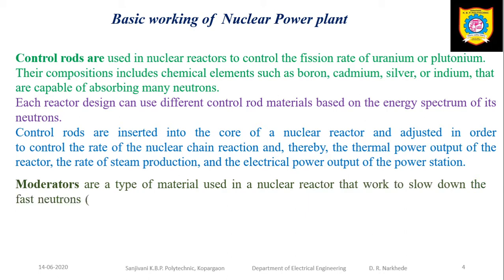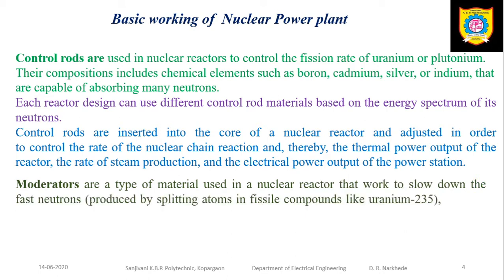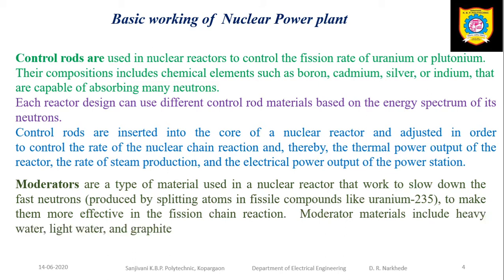Moderators are the types of material used in the nuclear reactor that work to slow down the fast neutrons produced by the splitting of atoms in the fissile compound like uranium-235, to make them more effective in the fission chain reaction. Moderator materials include heavy water, light water and graphite. Moderators are normally used to slow down the speed of the neutron.